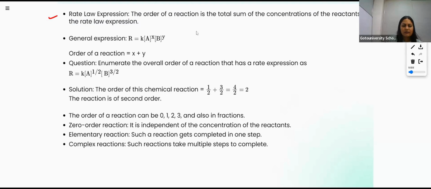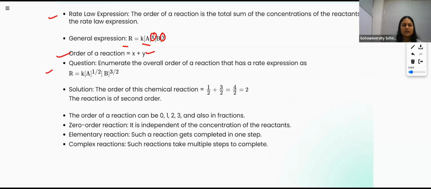Okay, like we have one example, and we have to calculate the order of that reaction. How are we going to calculate order of reaction? First, we are going to make the rate law expression as we just discussed. Then we are going to add the powers of the concentrations of the reactants, the stoichiometric coefficients. For this reaction, R is equal to k times concentration of A raised to power x and molar concentration of B raised to power y. We are going to add only these values to get the order of reaction.